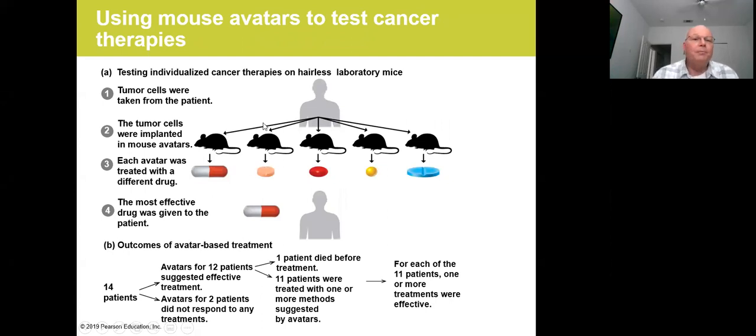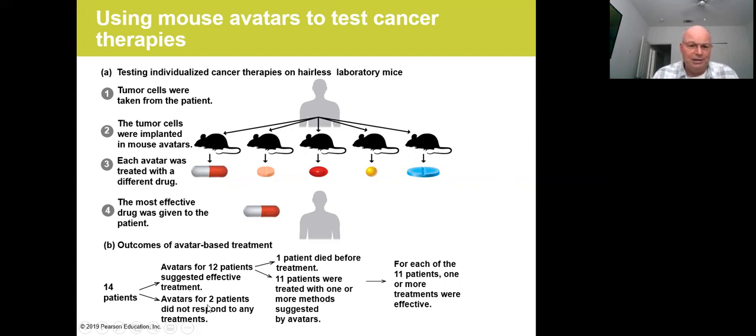So here's basically the flow through the mouse avatar system. You take the tumor cells out of the patient, insert the tumor cells underneath the skin of these hairless mice that have no immune system, and you treat each of the mice with an anti-cancer drug, and you monitor the mice to see which of the particular drugs is most effective against this cancer. That's the drug then that you would start using for the patient. You might even use some of these drugs in combination depending on the type of cancer.